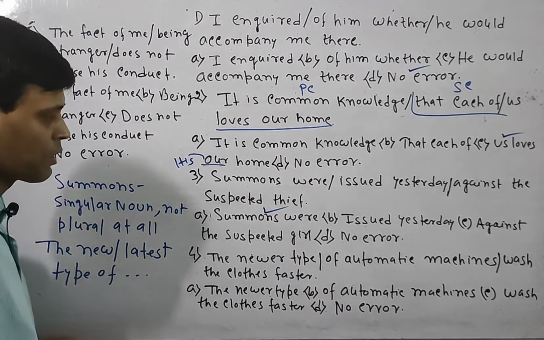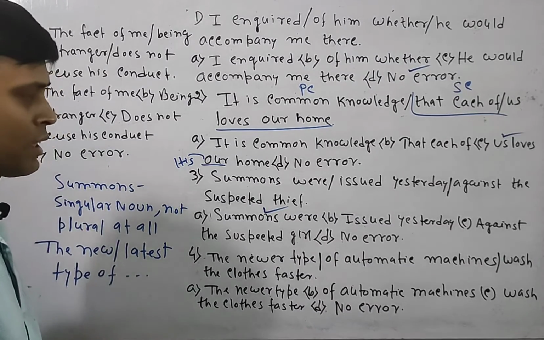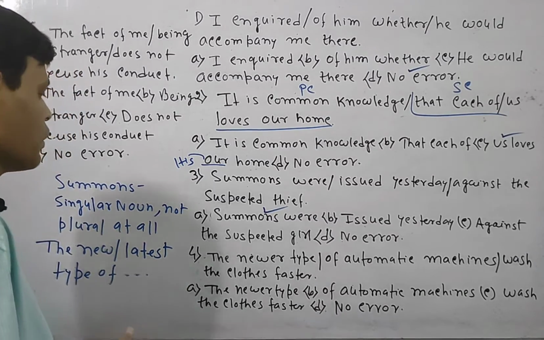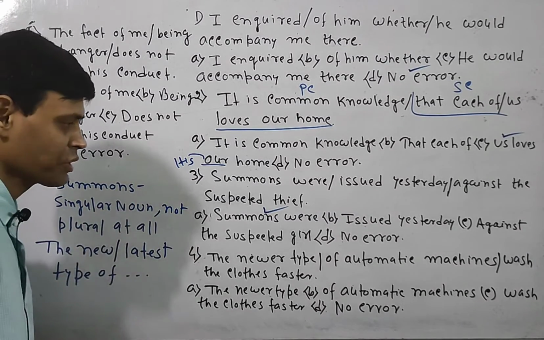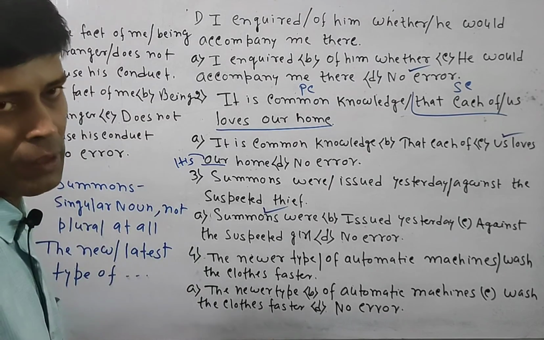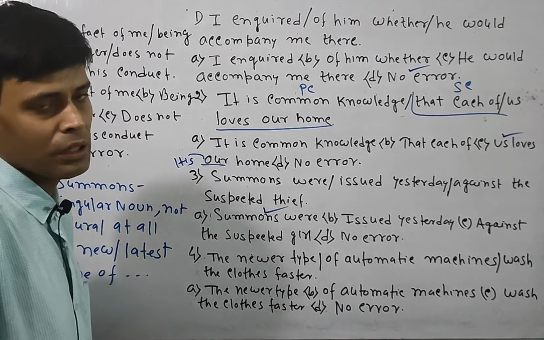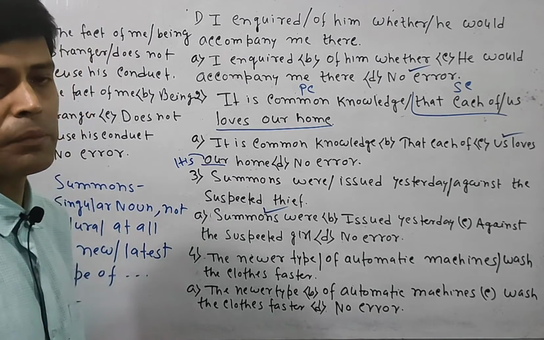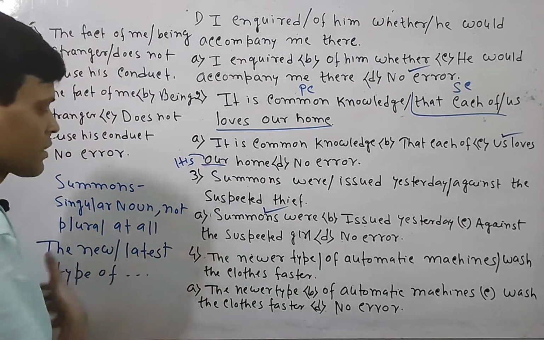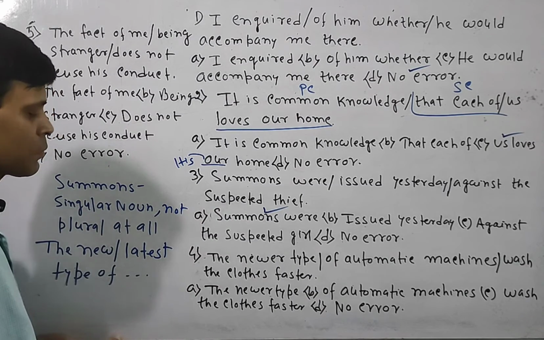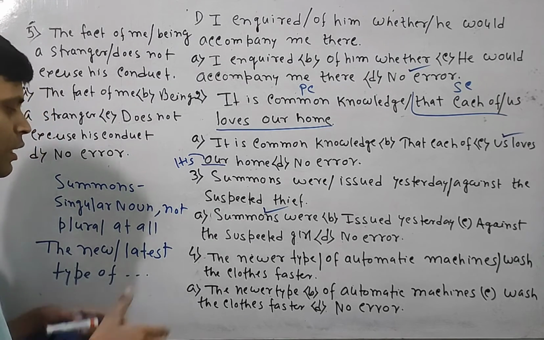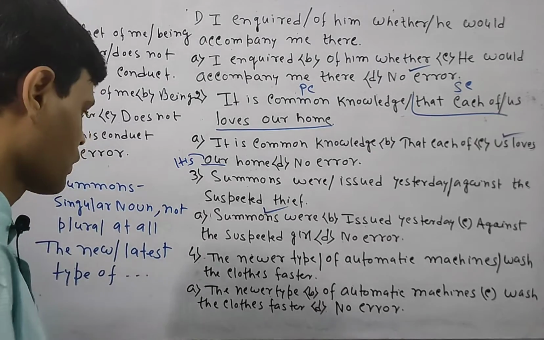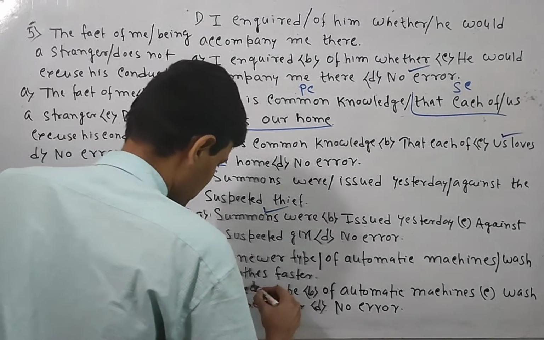Not like automatic machines wash the clothes faster. These parts are having no mistake at all. On the contrary, the newer part, so what I am going to say is that new is an adjective, so new should always be used in the positive format, not like comparative or something like that. So in this case, this part contains some mistake, like the newer type, it should be new type or latest type. So here is the mistake.